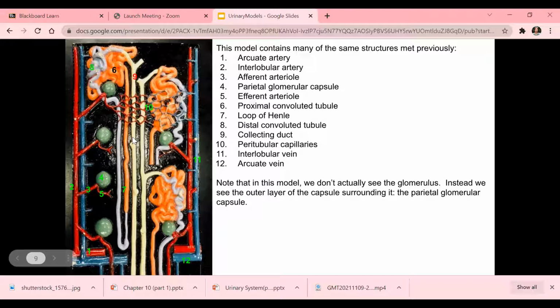And you can see some of the blood vessels here. Number 1 is the arcuate artery. It makes interlobular artery. From interlobular, we have afferent arterioles, which makes glomerulus, and efferent arteriole come out. The efferent wrap around the nephron. In the cortex, we call it peritubular capillary. We don't have the medulla part to show you the vasa recta. And the veins are interlobular vein, number 11, and then arcuate vein.